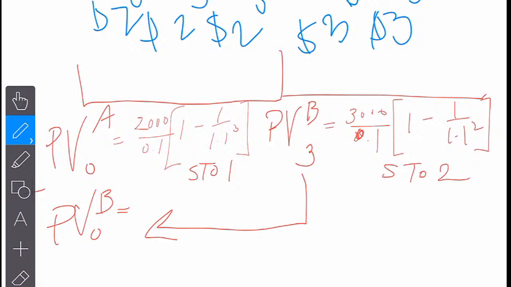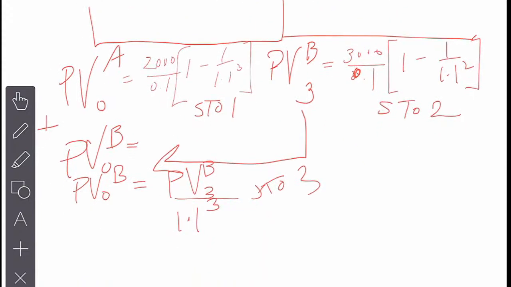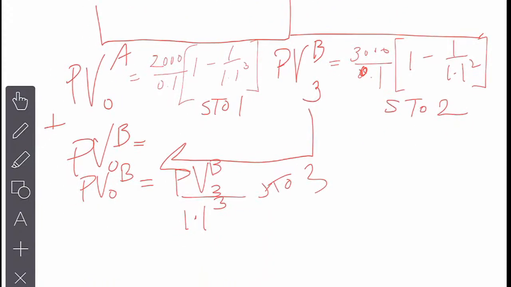Then discount it and you will get store 3, and your final answer will be store 1 plus store 3. So that is the outline for how you're going to solve that. I want you to practice that.